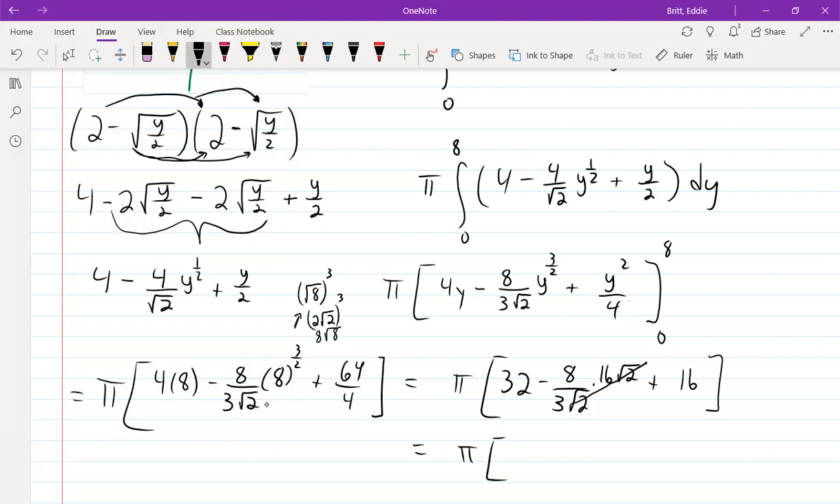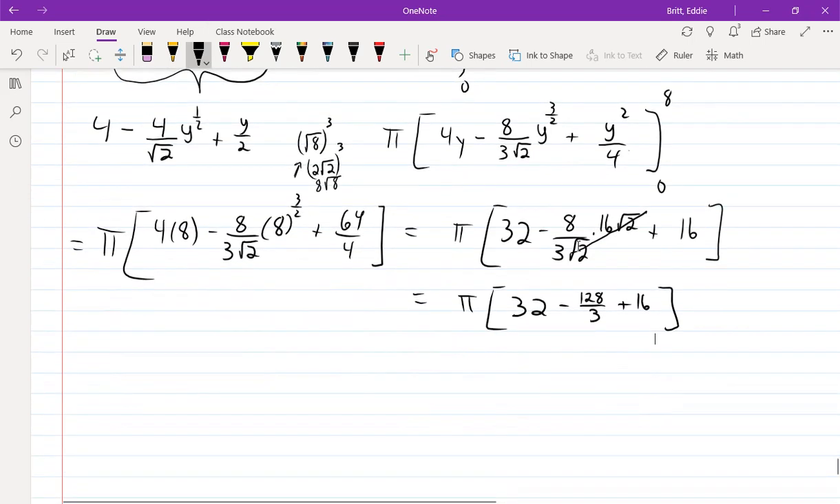So pi times 32 minus 128 over 3 plus 16. All right, so I'm going to get a common denominator between these three terms. It's going to be 3. All this is going to be times pi. I'm going to write the pi on the right side. So I have to figure out what to put up here. Since this doesn't have a denominator, I say 3 times 32. So that's going to be 96. Minus, this one already has a denominator of 3, so that's 128. Plus, this one doesn't have a denominator, so I say 3 times 16, and that gives me 48.